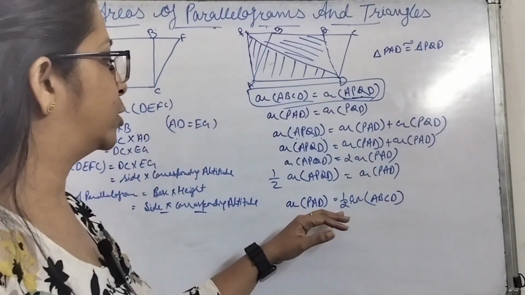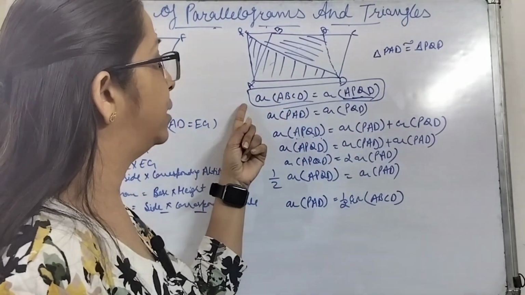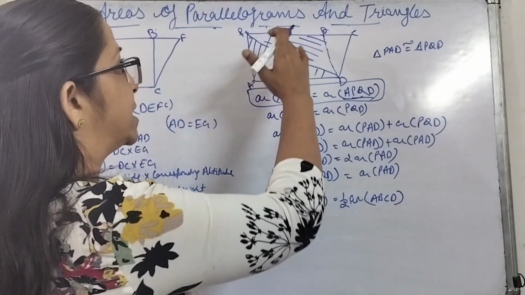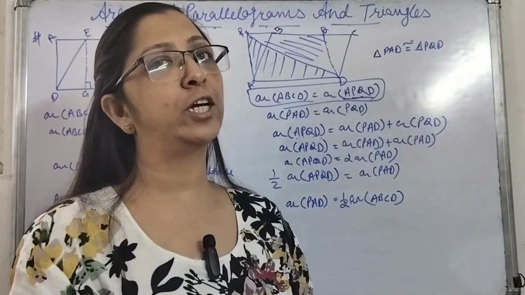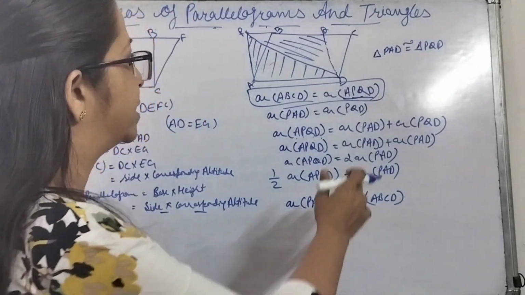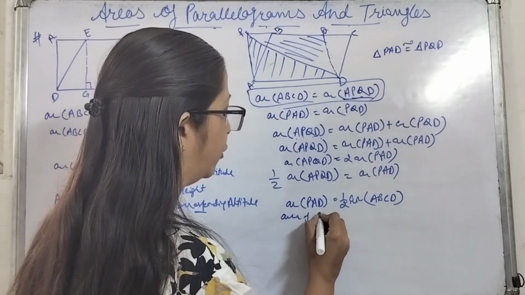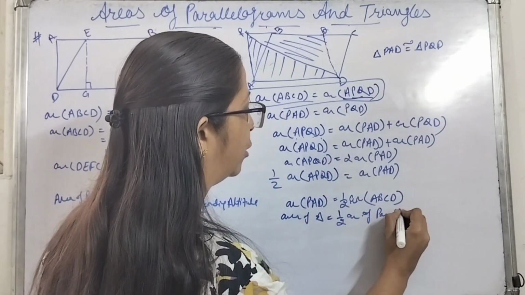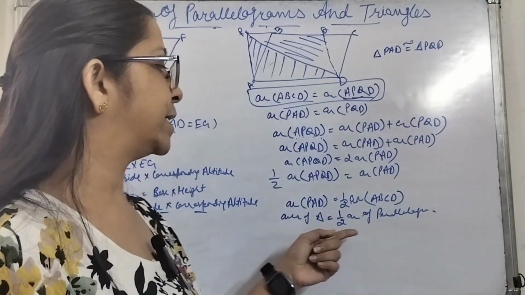Right? So what we concluded is that if there are two figures, one is a triangle, another is a parallelogram, on the same base and between the same parallels, then area of triangle will be half of area of the parallelogram. This is how we can prove that area of triangle will be half of area of parallelogram if they are on the same base and between the same parallels.